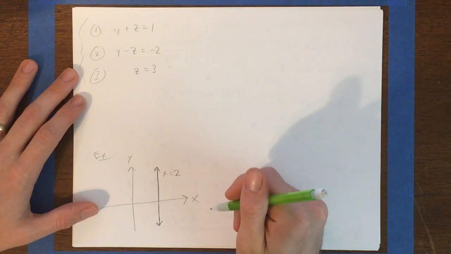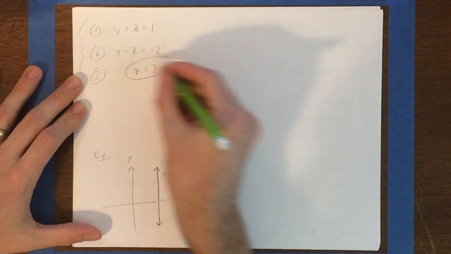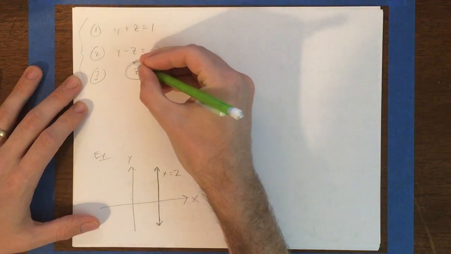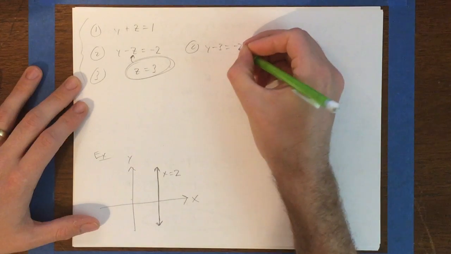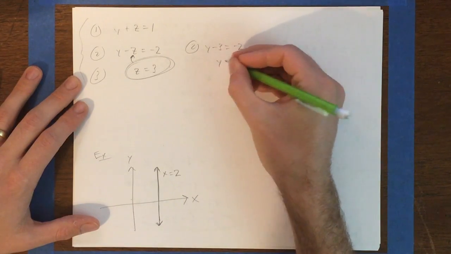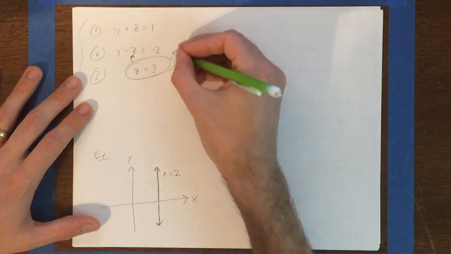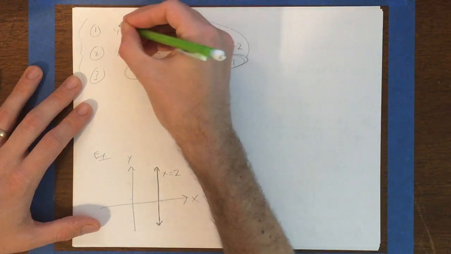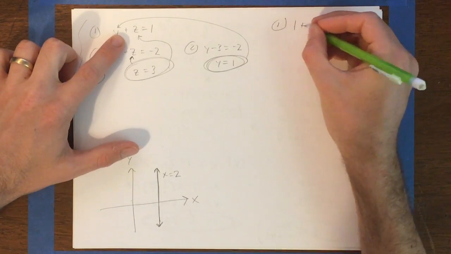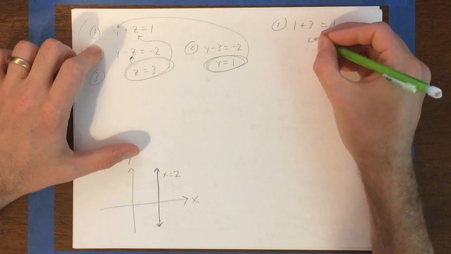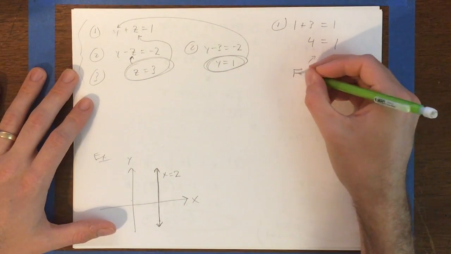So the explanation for why this is inconsistent is actually really quick. We already have z equals 3. So what we can do is substitute that back into the second equation and get y minus 3 equals negative 2. Add 3 to both sides, and we'll have y equals 1. Now, substituting both z equals 3 and y equals 1 back into equation 1, we'll get 1 plus 3 equals 1, which says 4 equals 1. Well, that's false.